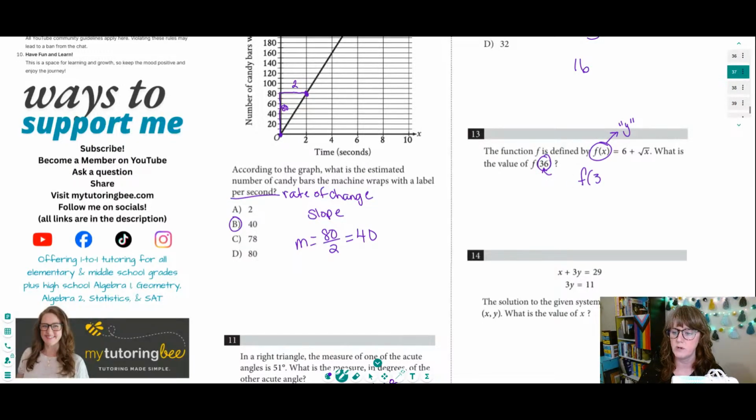So f of 36 equals 6 plus, and then instead of the x, we're writing in 36. Okay, 36 is a perfect square. So the function of 36 equals 6 plus, and then the square root of 36 is 6. And then f of 36, we're just going to complete this, is 12. So that is the function of 36 for this one.